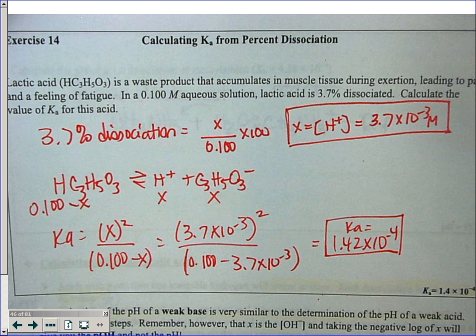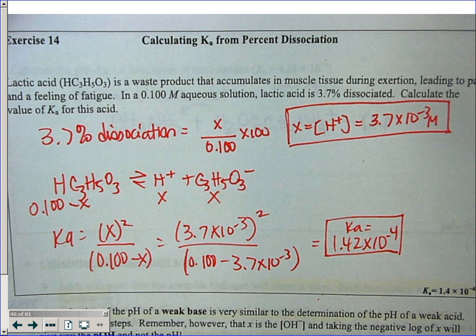Okay. This was the one question that dealt with percent ionization on your side. So I didn't want to neglect showing you how to do this if you still need some help with it. So we had the lactic acid, a 0.1 molar aqueous solution of lactic acid, which is 3.7% dissociated. That percent dissociation is giving us information about X. So that percent dissociation is technically related to X.